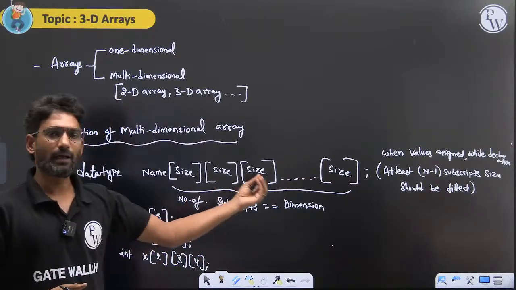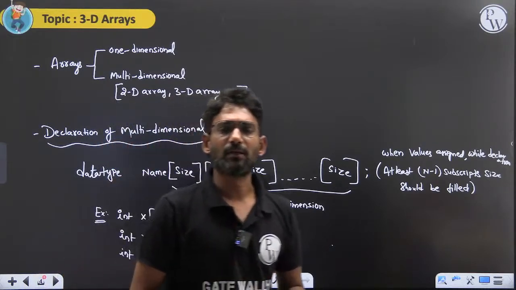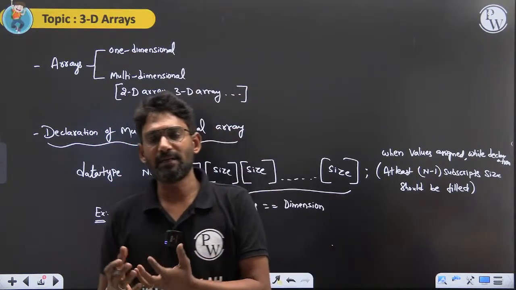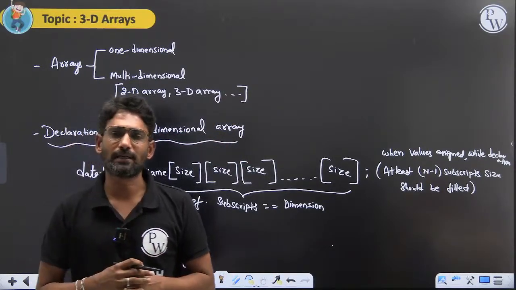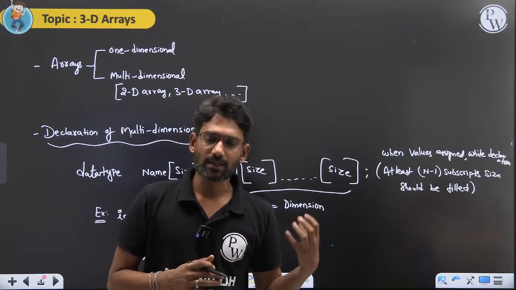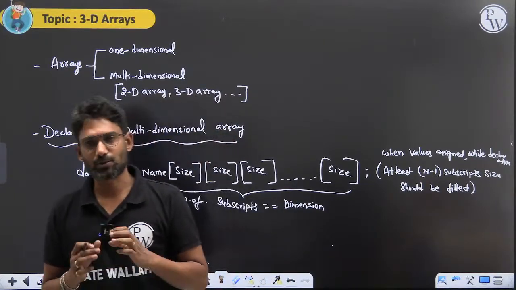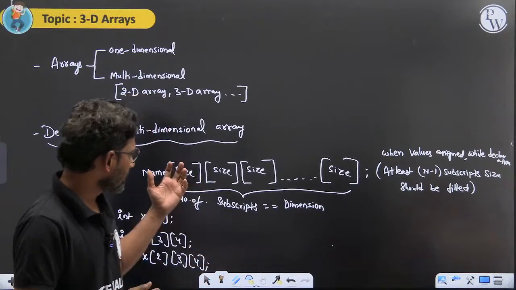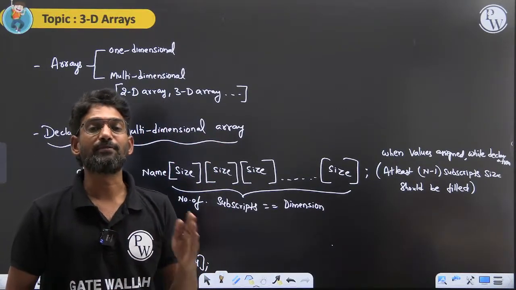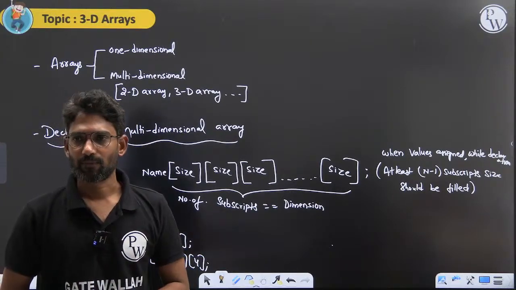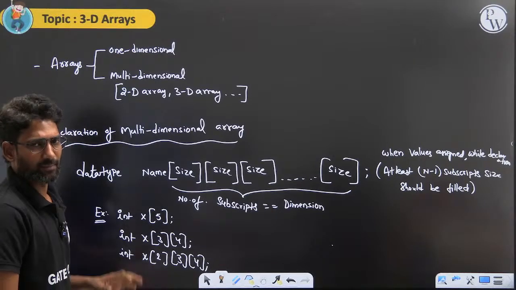If you skip any one or multiple, then the compiler will be having this question mark. Array, how many elements are there in the array? I am not getting a proper idea. So how much memory I should allocate? Because arrays will take memory at the compile time. That is the reason why you are supposed to mention the size when you are not giving the values. Okay. So this is how you declare any multi-dimensional array.